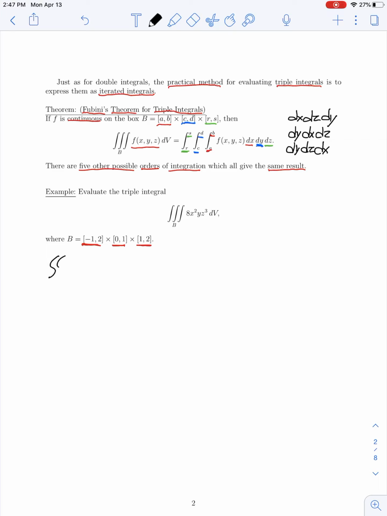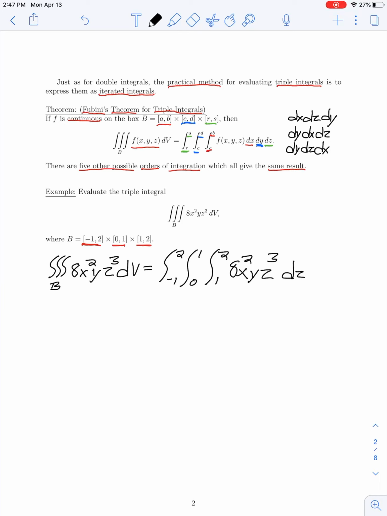So this triple integral over the box B of 8x squared y z cubed dV, we can express as an iterated integral where my outer integral, I'm going to start with x, so we'll go from -1 to 2. Our second integral with respect to y, so from 0 to 1. And then with respect to z for the inner one, our z interval was from 1 to 2. And here our function was this 8x squared y z cubed. The order that I've set this up in would be the order dz, dy, dx. Now you can order this however you like and see that you get the same result if you want to try a different order.